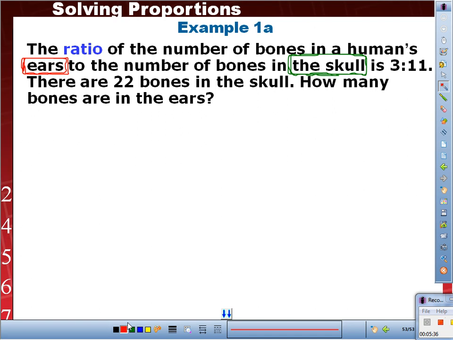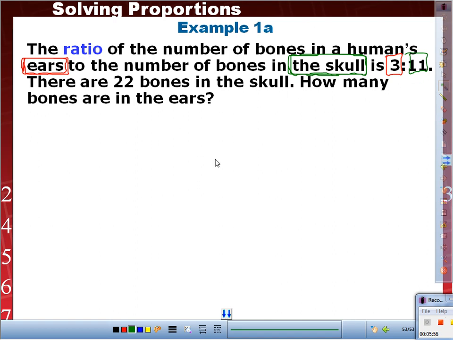All right, let's see. Isabella R, which one corresponds to which? The ears go to the 3, and the skull goes to the 11. Everybody agree with that? Yeah, that's why I wanted to mention first what is mentioned first, what second, because it matches the ratio that they give us.